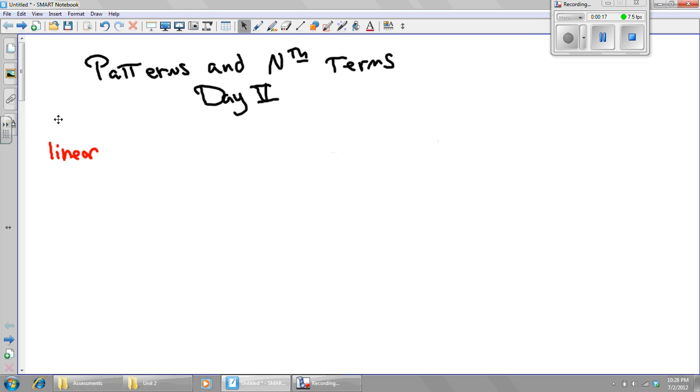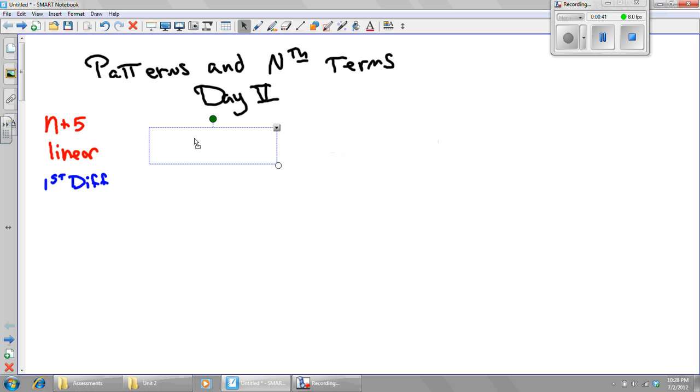Remember, we know about linear patterns, right? And the way we identify if a pattern is linear, remember the exponent would be something like this. It might be like, say, n plus 5, right? That would be linear. And that happens when the first difference is always constant, right?